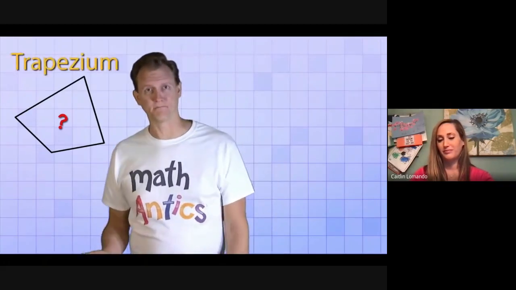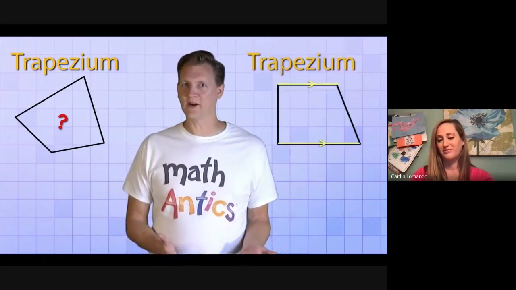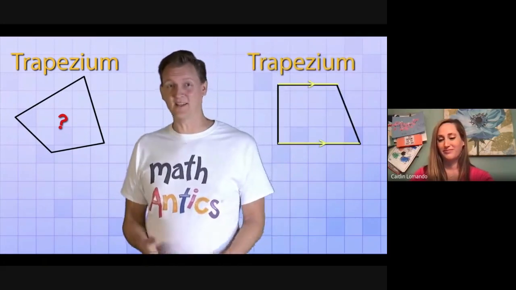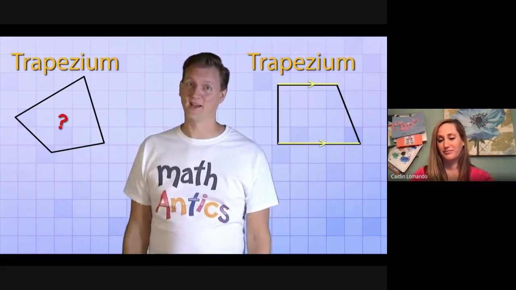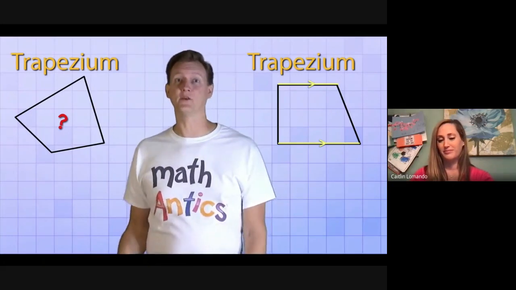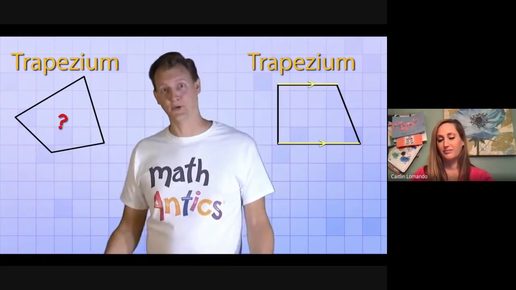Now here's the really confusing part. In America, this is sometimes called a trapezium. But isn't that what they call a quadrilateral with only one pair of parallel sides in the UK? Yep. Unfortunately, the same word is used to describe two different things in two different countries.